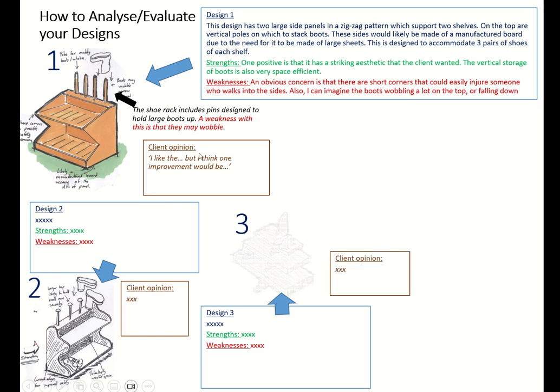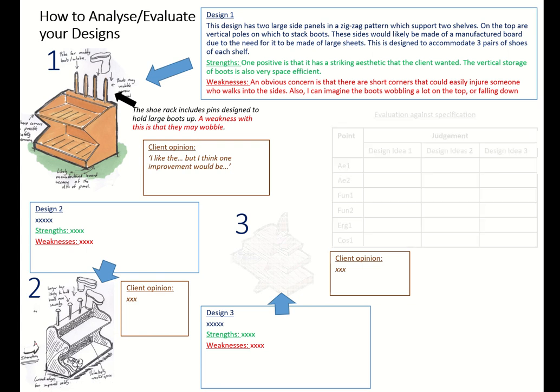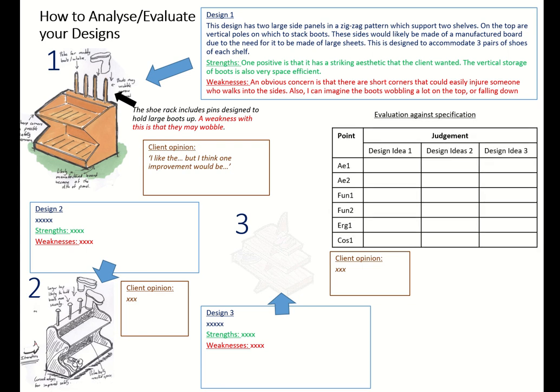Another thing, client opinions. These could be in a different color box. Show them your sketches, get them to give you their thoughts. And then for really nailing the marks, you could use some sort of judgment box against your specification. So here, I could make a judgment that I've met aesthetic requirements 1 and 2 for this product and functional requirement 1. But maybe I'm going to make the judgment I haven't met functional requirement 2. Perhaps I've only partly met a requirement, in which case I might say part met or something like that.